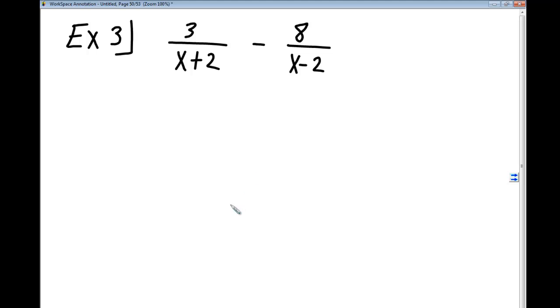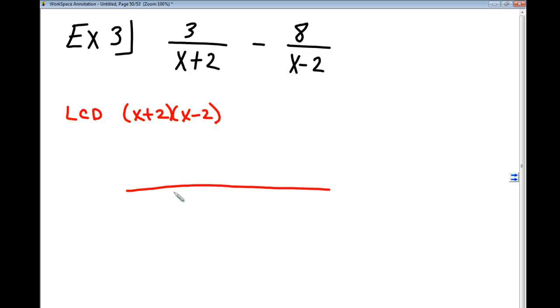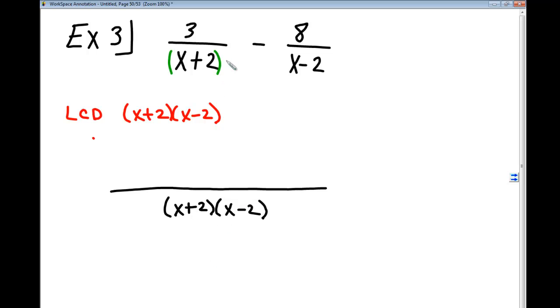Example 3. We can see that both of these expressions cannot be factored any further, and my LCD is x plus 2 times x minus 2. So write that expression down in the denominator with one big line. Now what do I need to do to x plus 2 to make it look like this denominator? Well, we can multiply both top and bottom by x minus 2.